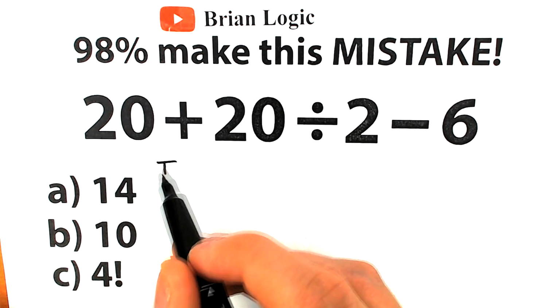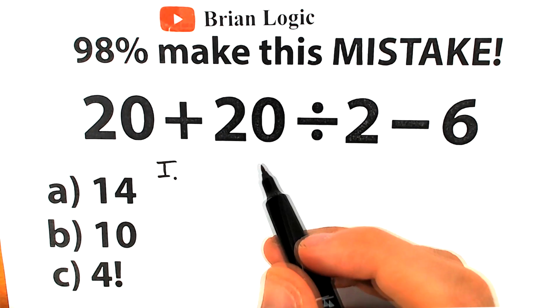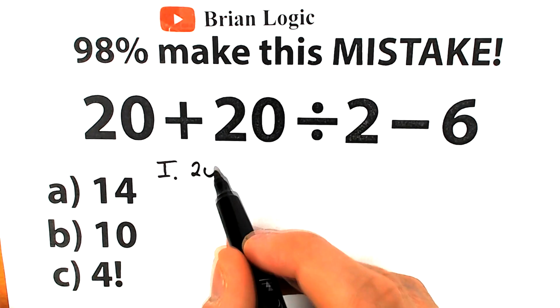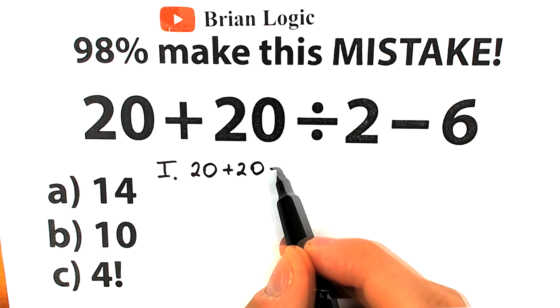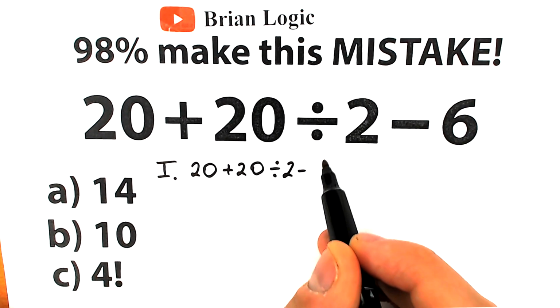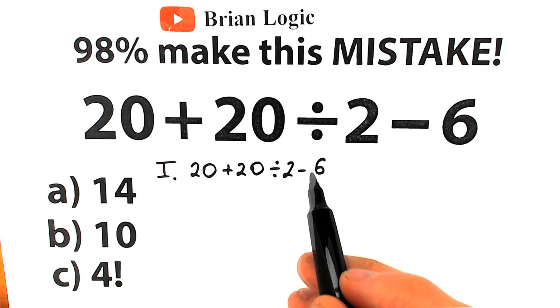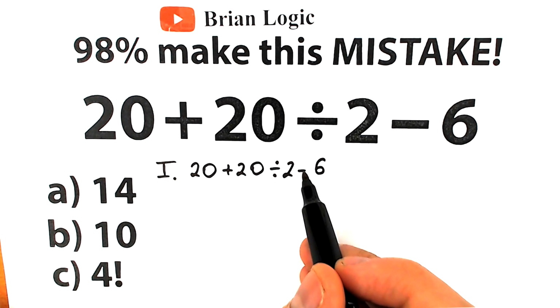First of all, we have a first interpretation. I want to start with this first interpretation. So here's our challenge. We have 20 plus 20 divided by 2 and minus 6. A lot of students solve this question like that. They don't know about order of operation. They solve this question from left to right.